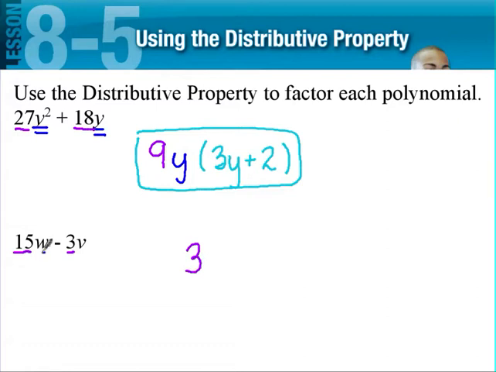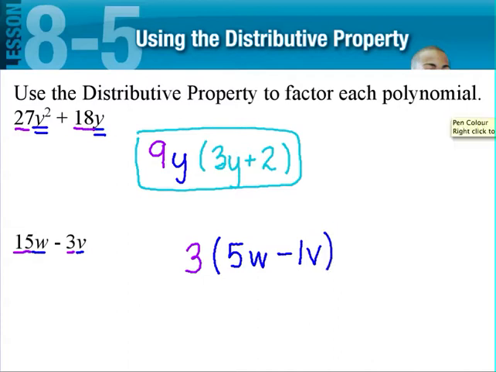Let's look at the next terms. I have a w and a v. What's in common with a w and a v? Nothing. Okay. So now I'm going to go ahead and look at this. 3 times what gives me 15? 5. What else do you have there? A w. Yep. 5w minus 1v, or just v.